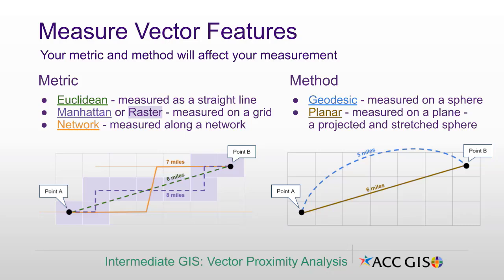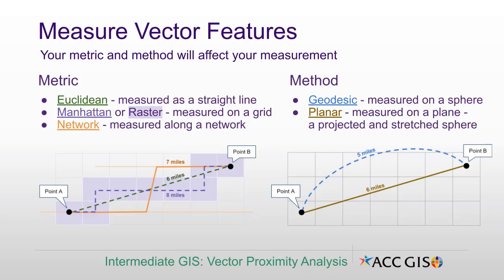Another metric is a network distance, which is measured along a street network. So for example, when you use Google Maps and you measure the distance between point A and point B, it measures the distance along the roads, not a Euclidean or Manhattan distance. And in this example, the network distance is 7 miles.